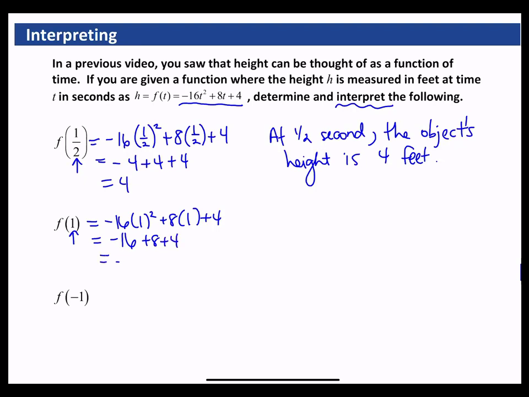Okay, let's look at f of negative 1. Negative 1 is my input. Negative 16 times negative 1 squared, plus 8 times negative 1, plus 4. That gives me negative 16 minus 8 plus 4, which gives me negative 20. So negative 1 is my input and negative 20 is my output. This is just getting worse. Can I go back in time? No. So again, this does not make sense.